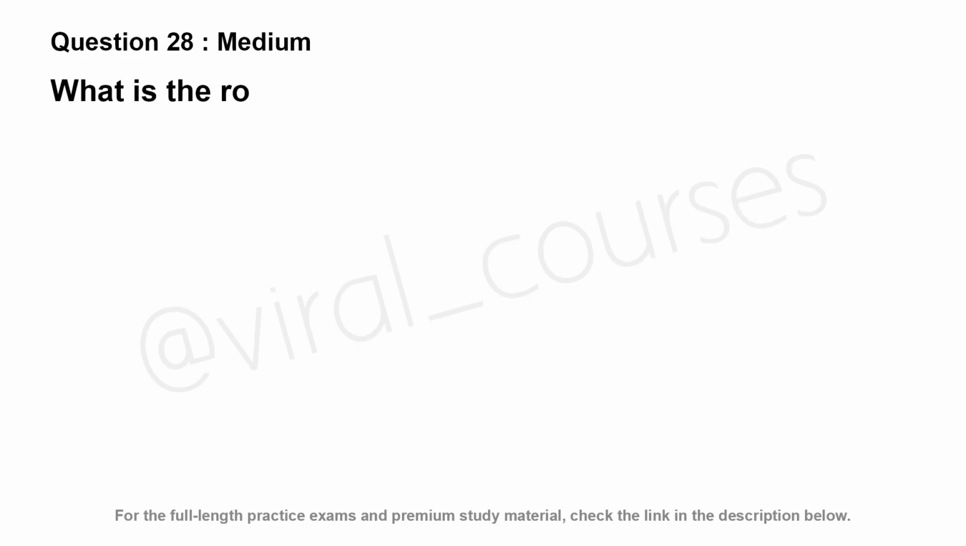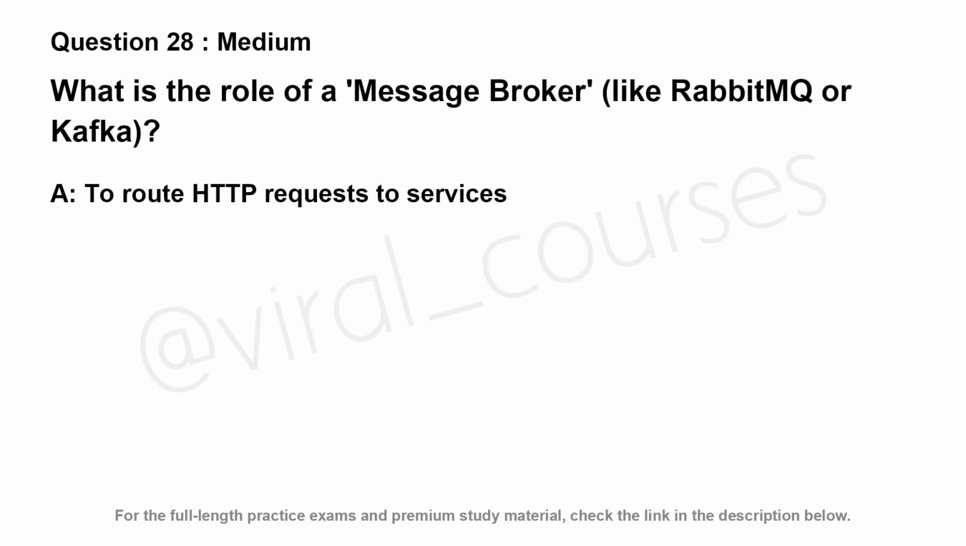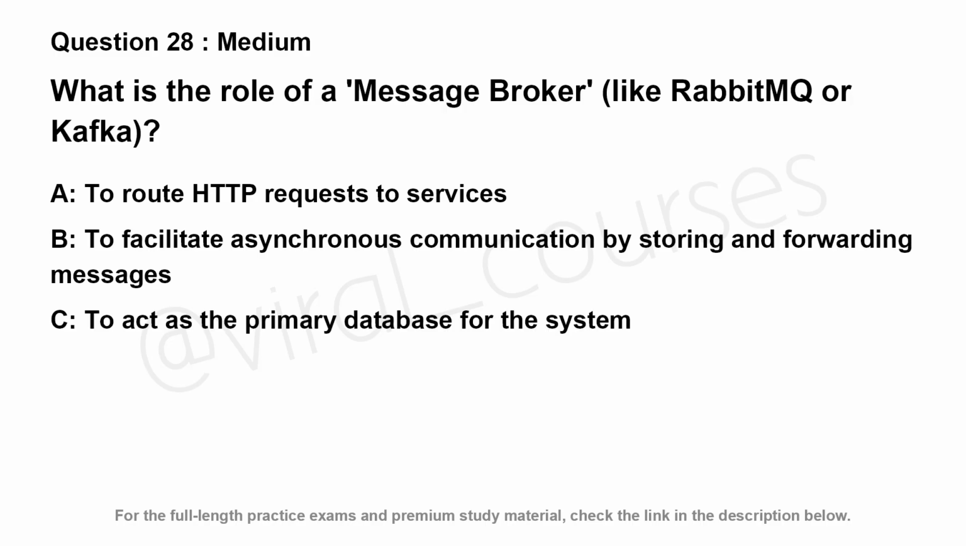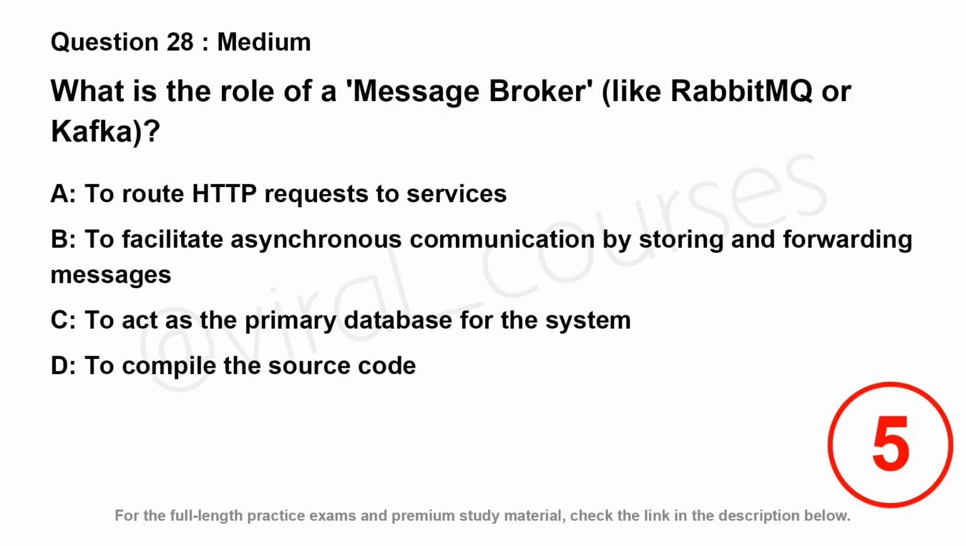What is the role of a message broker, like RabbitMQ or Kafka? Option A. To route HTTP requests to services. Option B. To facilitate asynchronous communication by storing and forwarding messages. Option C. To act as the primary database for the system. Option D. To compile the source code.